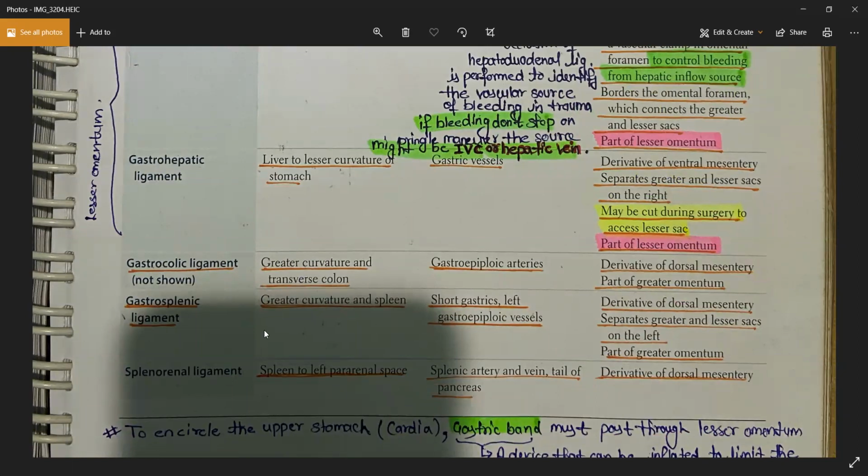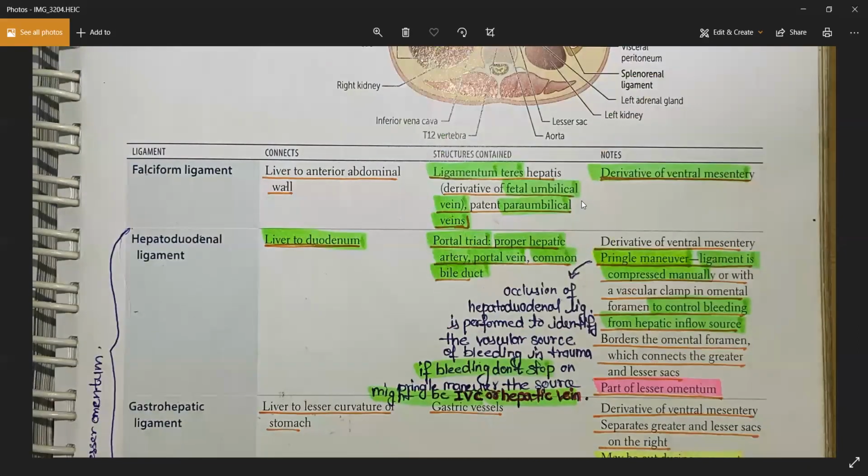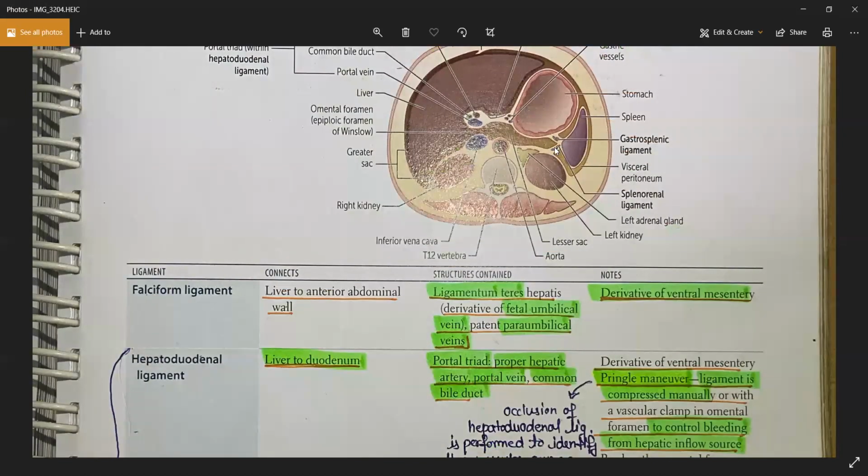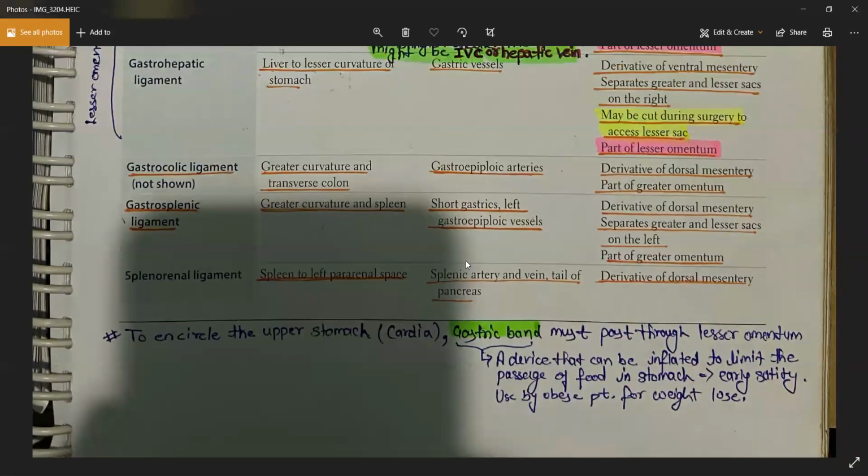The gastrosplenic ligament contains the gastroepiploic vessels. For the splenorenal ligament, which is between the spleen and the kidney, this ligament contains the splenic vessels: the splenic artery, the splenic vein, and the tail of the pancreas. Remember, I told you the tail of the pancreas will be covered by the peritoneum of the spleen, right? And that's why the tail of the pancreas is an intraperitoneal structure.